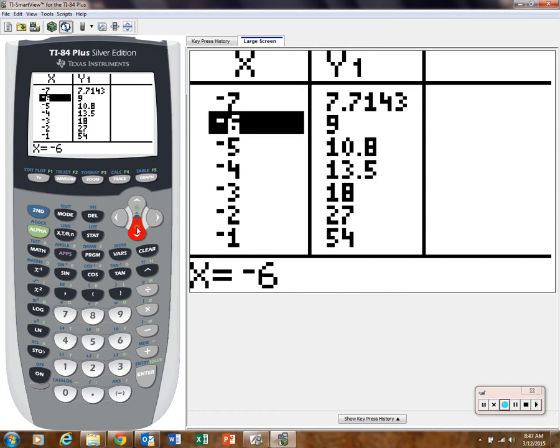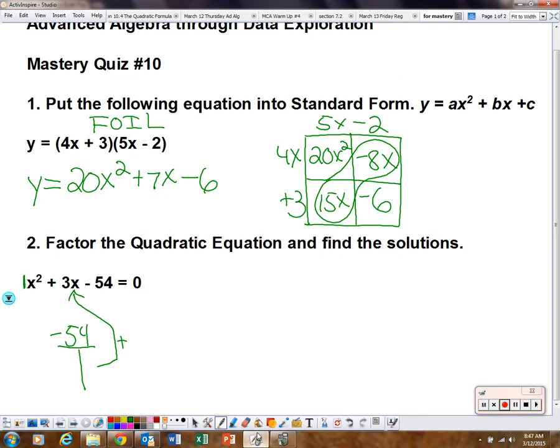Negative 6 and 9. Negative 6 plus 9 is 3, and negative 6 times 9 is negative 54. So negative 6 and 9. So my factors are x minus 6 and x plus 9 equals 0.